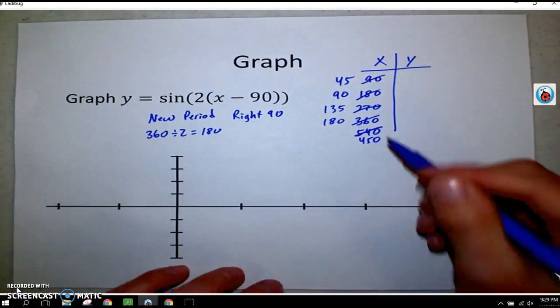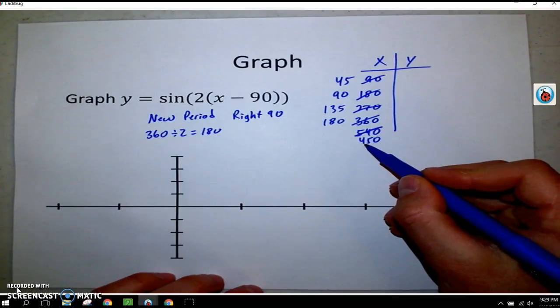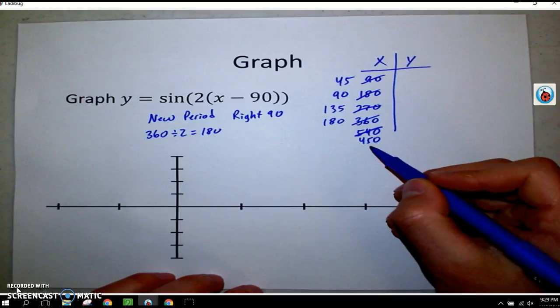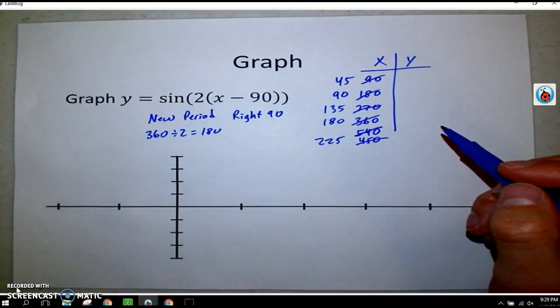Ladies and gentlemen, I'm back. Mr. Philpott had a little moment here. 360 plus 90 is 450, not 540. And half of 450 will be 225. So all is good. All right.